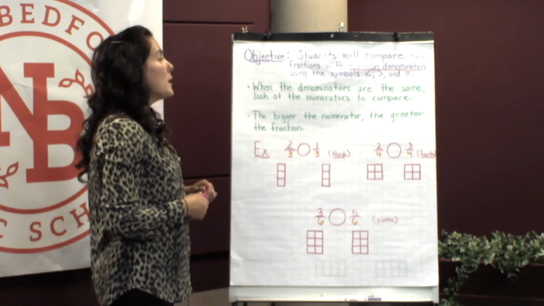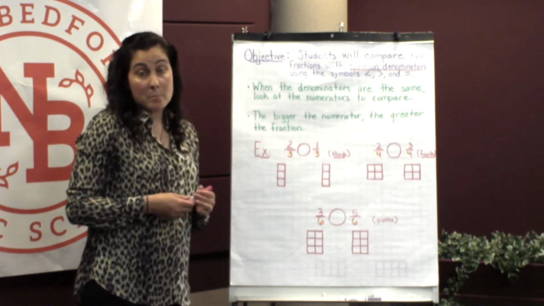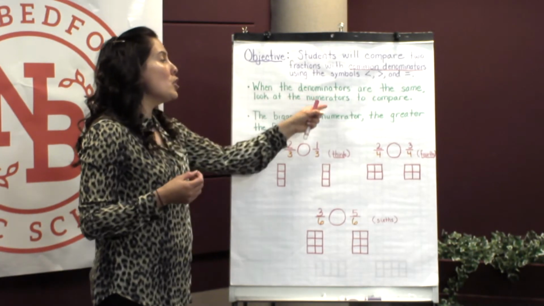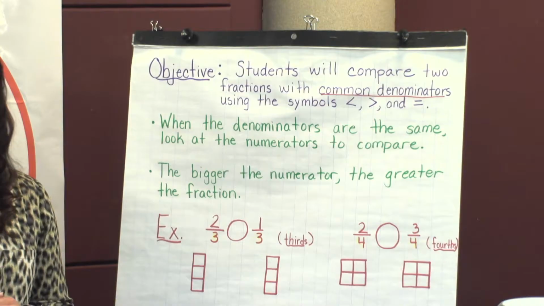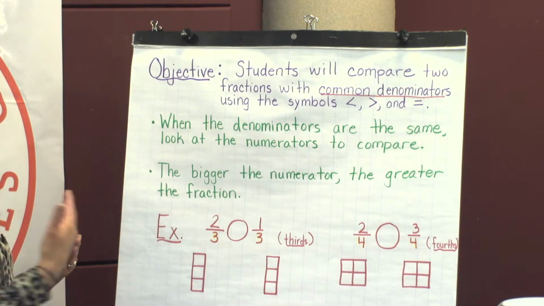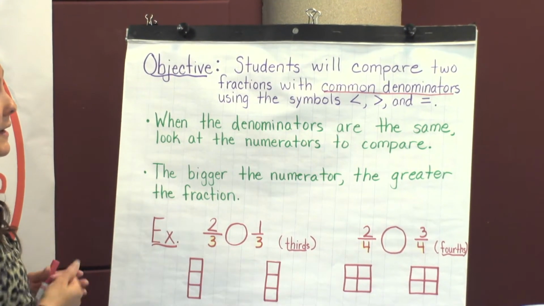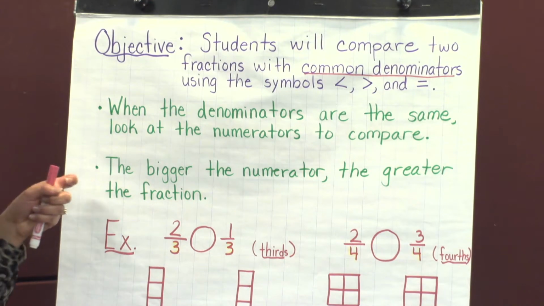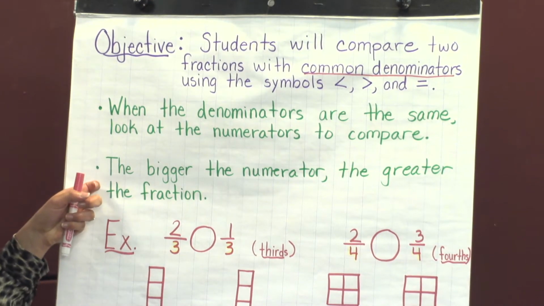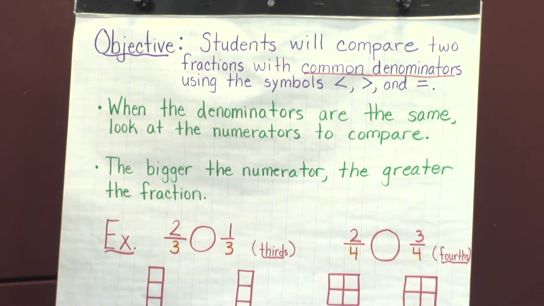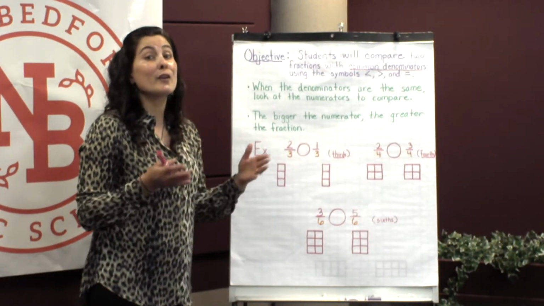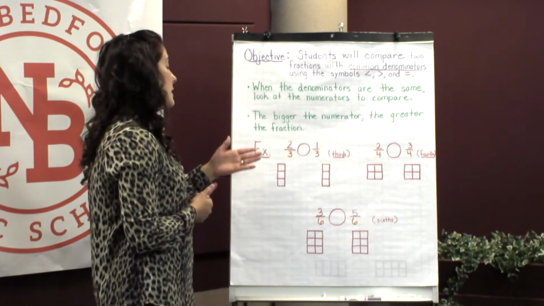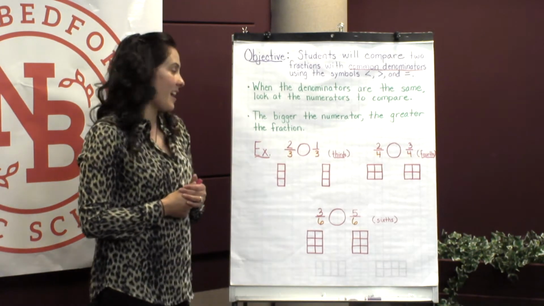The first one, when the denominators are the same, they're common, look at the numerators to compare. So you don't look at the bottom number, you're going to actually be looking at the top number to decide which one is greater or less than. Here's another important point. The bigger the numerator, the greater the fraction. So a larger numerator, larger fraction. Let's try a few examples together.